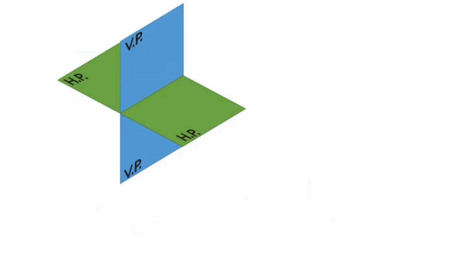Now, let's consider our horizontal plane as well as our vertical plane together. As I said, the horizontal plane is represented by the green plane and the vertical plane is represented by blue. So now, when the HP and VP coincide, a straight line is generated there. You know that when two planes intersect with each other, a straight line is made.